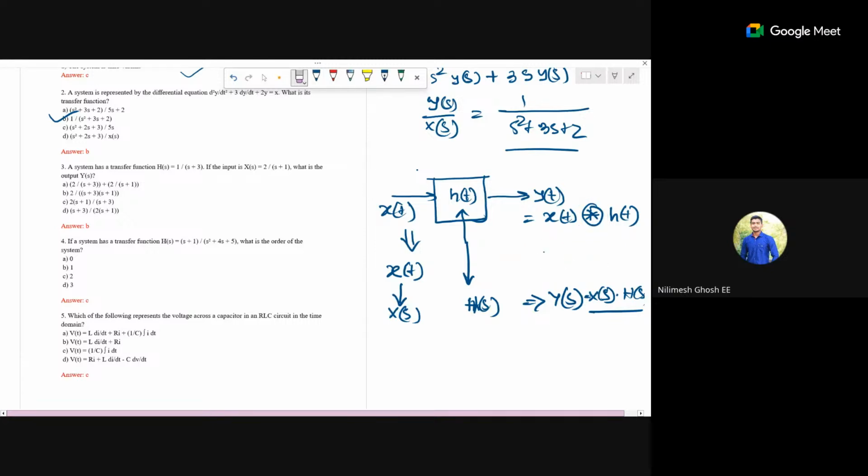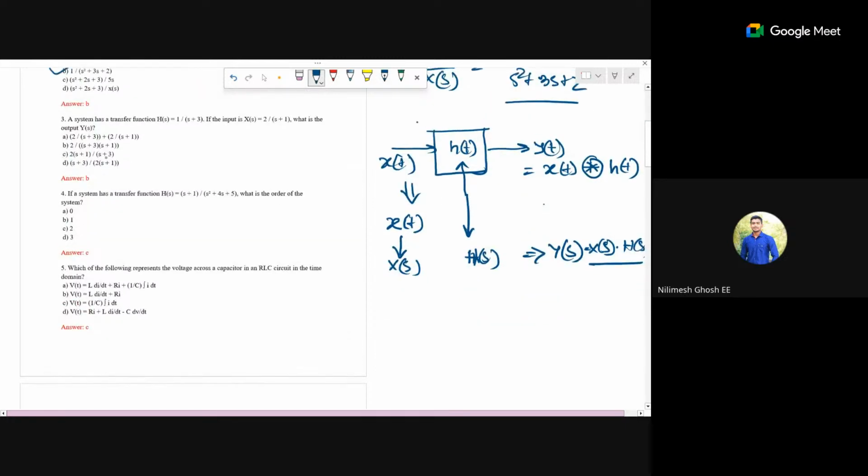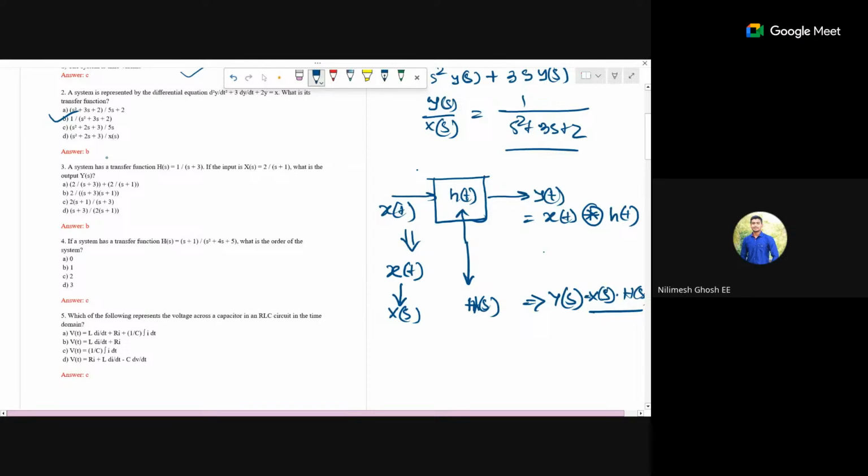Okay, so just know that you have to do the convolution operation in the time domain. To avoid this kind of complexity, we are using the frequency domain. That will be much easier for us for analyzing a circuit. Obviously, Y of s will be the multiplication of this H of s and X of s. It is a multiplication problem. So I think B will be the answer.